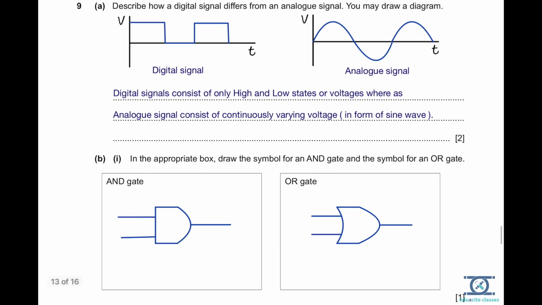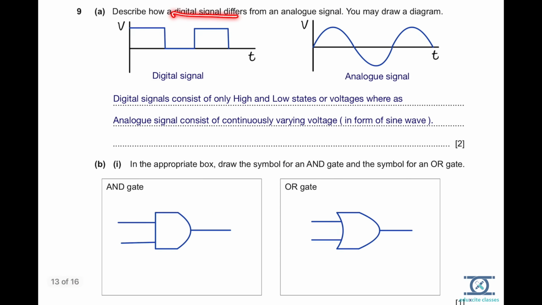Okay, now the ninth question: how a digital signal differs from an analog signal. You may draw a diagram. So I request all my students also that whenever you have an option to draw a diagram, please draw it. So a digital signal consists of only high and low values, or you can say low states or voltage. I have drawn V with respect to time, that is voltage and time.